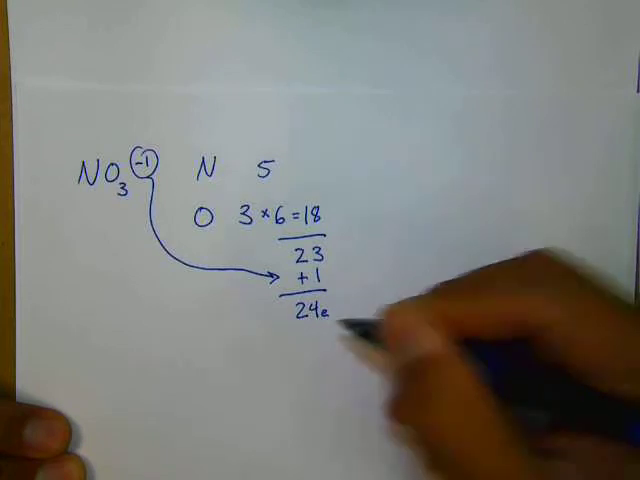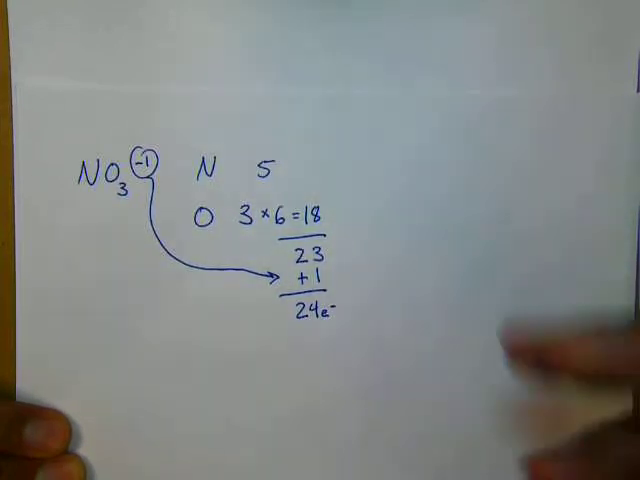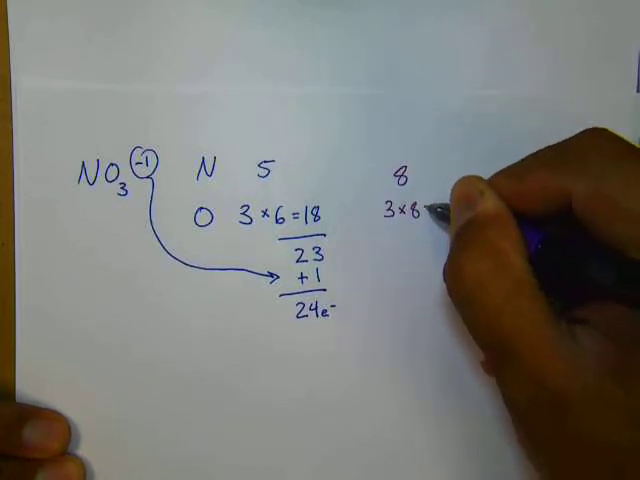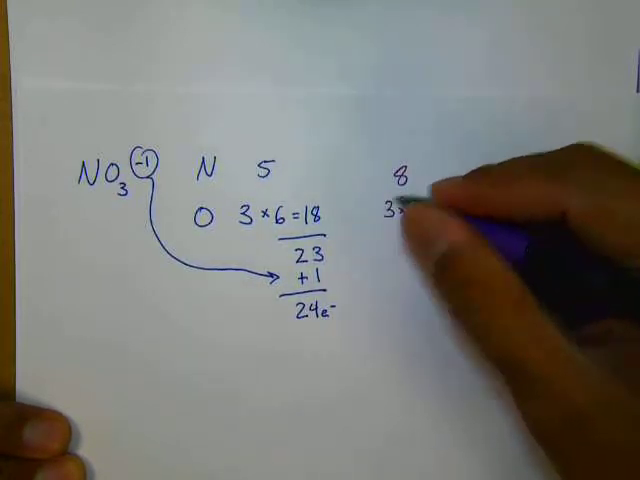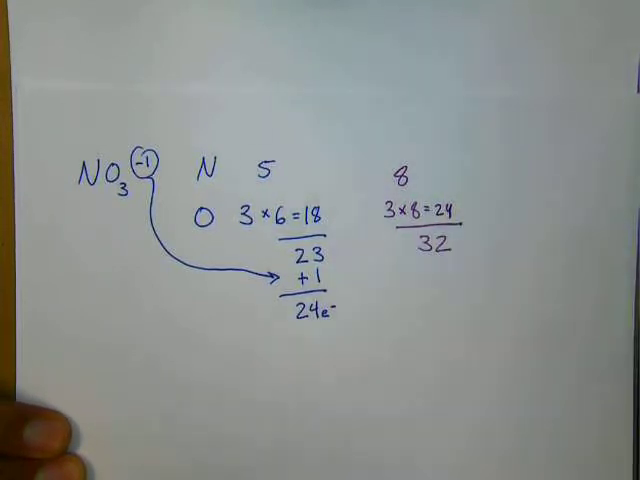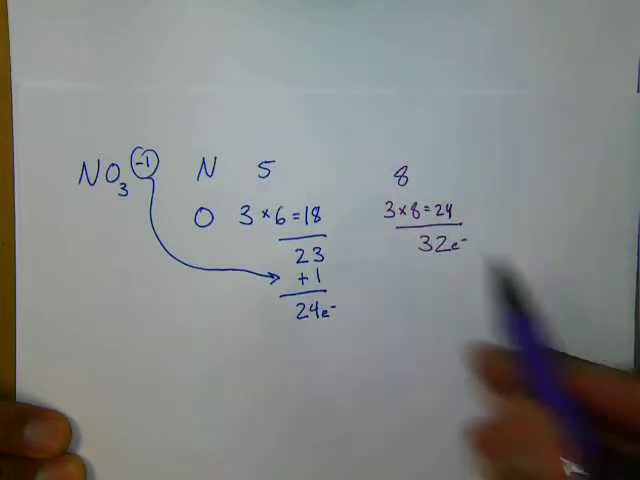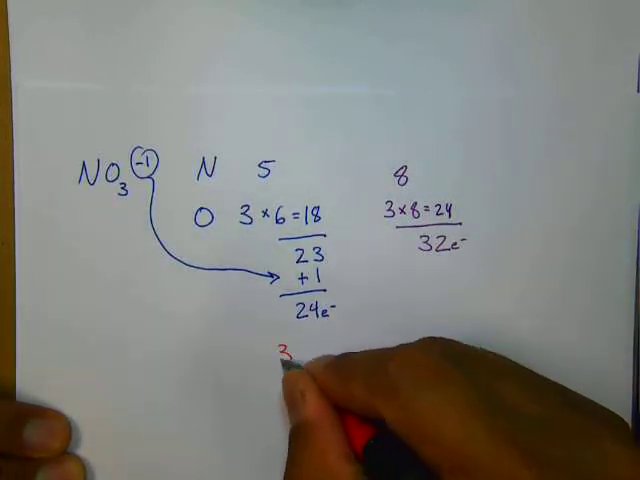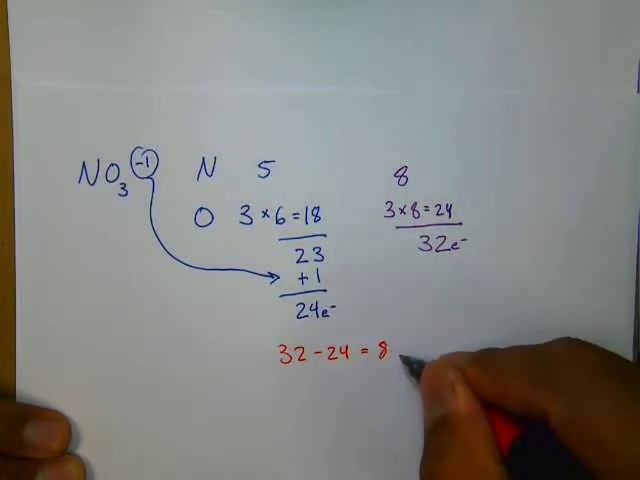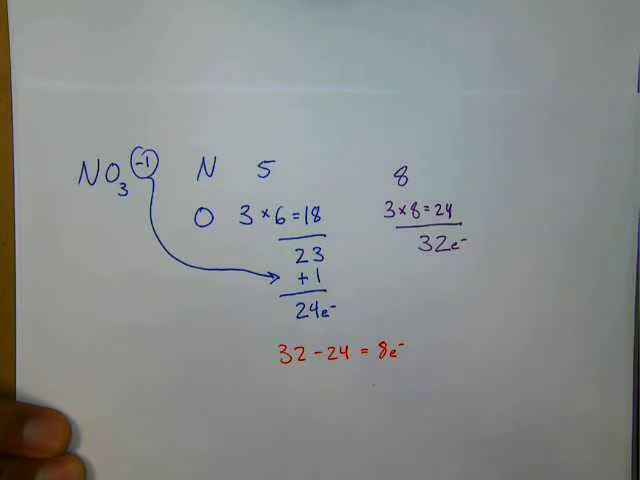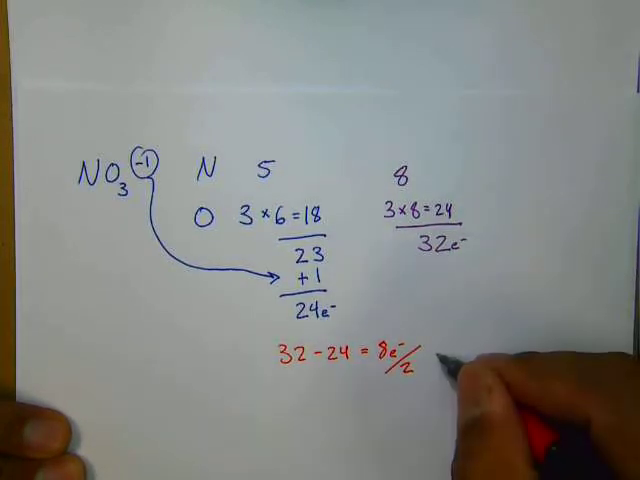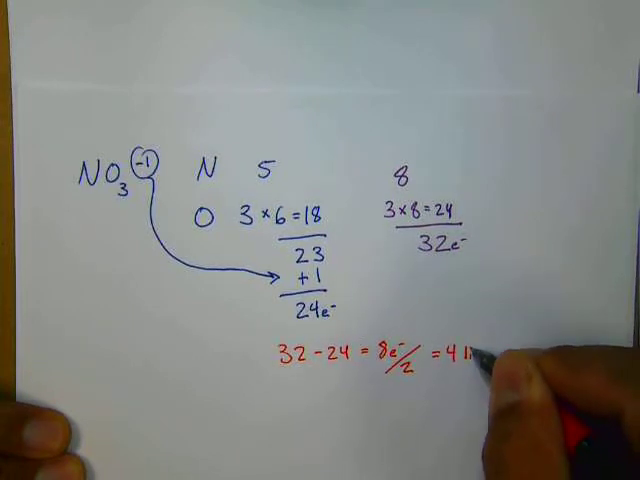This is how much they have. Now, what they want, nitrogen wants 8, and oxygen wants 8 each. Okay, neither one is an exception. 8 times 3 is 24. 24 plus 8 is 32. So they have 24. They want 32. So 32 minus 24 gives us 8 electrons. This is what they're short. This is what they have to make up. So they're going to divide that by 2, and we're going to draw 4 lines.